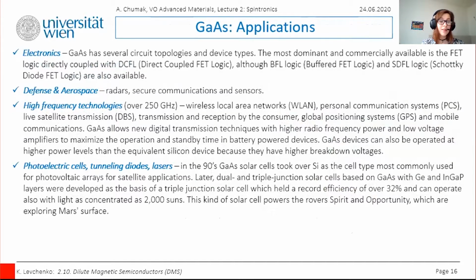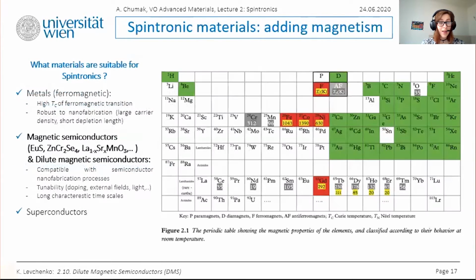Additionally, gallium arsenide is a very good base for other 3-5 semiconductors, specifically for the dilute magnetic semiconductors. As this chapter is a part of the Advanced Spintronic Materials lecture, at some point we need to add magnetism to the equation. Coming back to the question that was asked earlier in the beginning of lecture 2, what are materials suitable for spintronics? So the ferromagnetic metals were already discussed in lecture 1, magnetic materials. Well, I would like to cover magnetic semiconductors and dilute magnetic semiconductors.